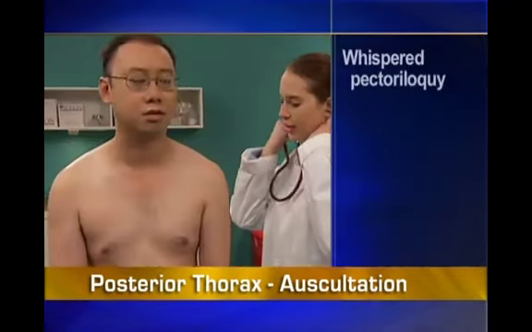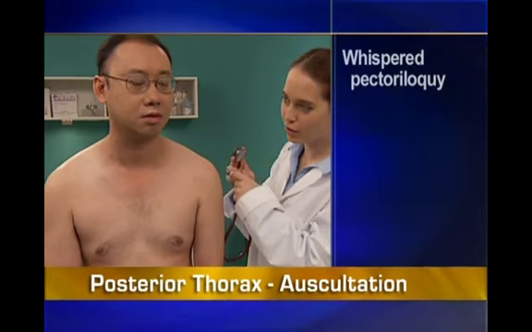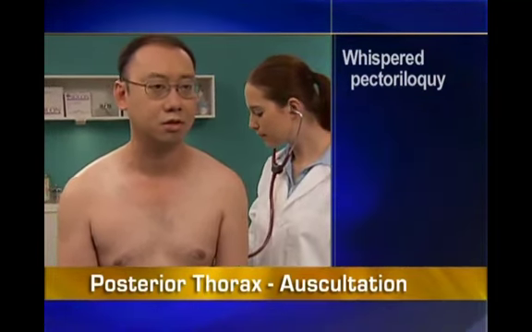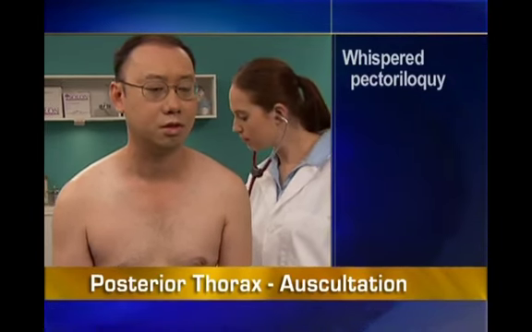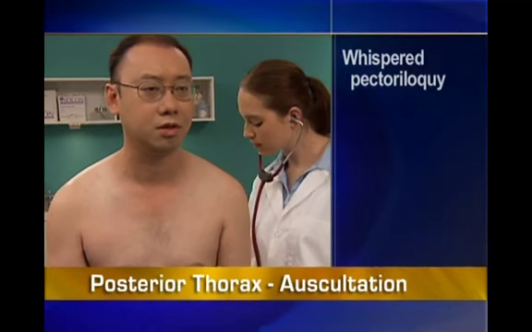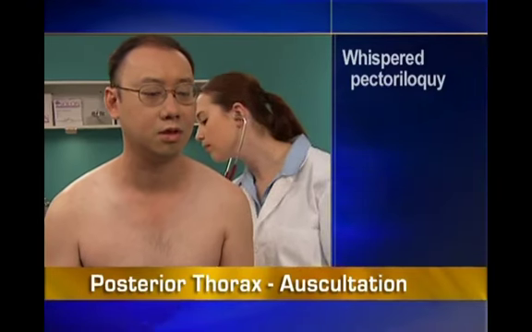Good. Now I want you to whisper 1, 2, 3 every time my stethoscope touches your back. Then have the person whisper a phrase like 1, 2, 3. The words should sound very faint and muffled. If they sound louder and clear, you have elicited whispered pectoriloquy.